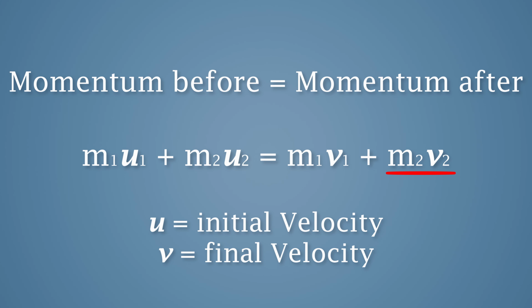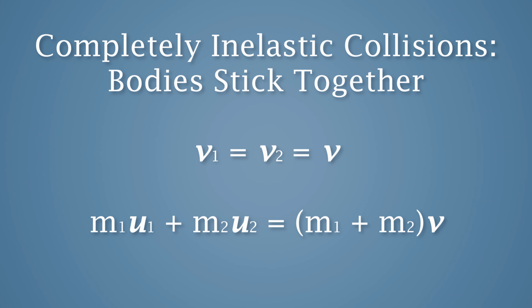A completely inelastic collision is one where the bodies stick together. It follows then that after the collision the velocity of body 1 and the velocity of body 2 will be equal. This allows us to simplify the equation on the right hand side as follows.